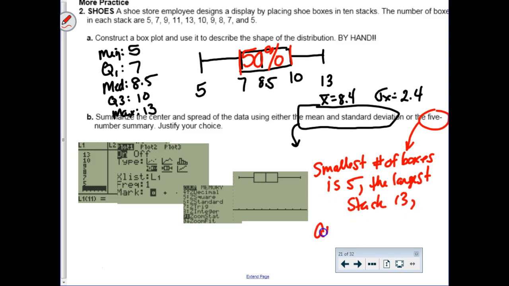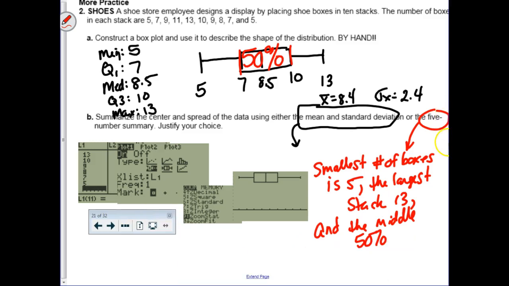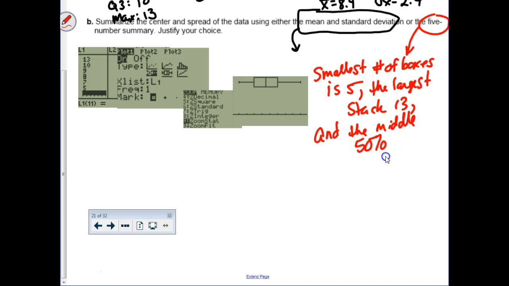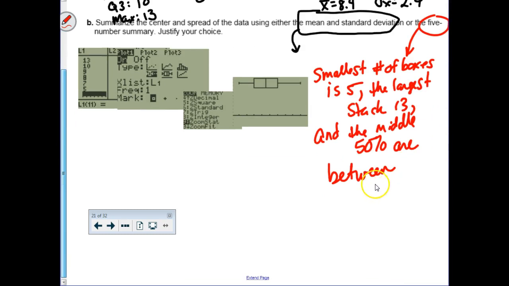This is a gigantic run-on, not a sentence, but that's okay. And the middle 50% are between what two values? What was Q1 and Q3? Yeah, those. Okay, I forgot again. What was it? 7 and 10. Thank you.